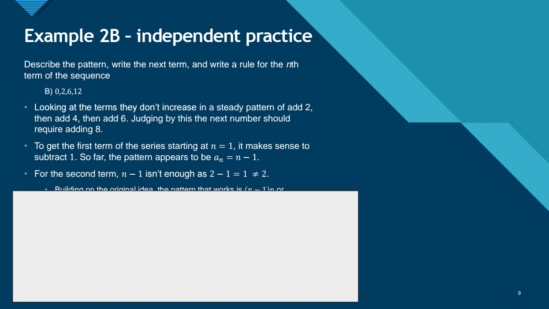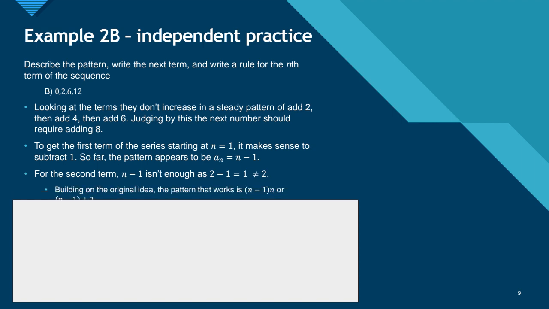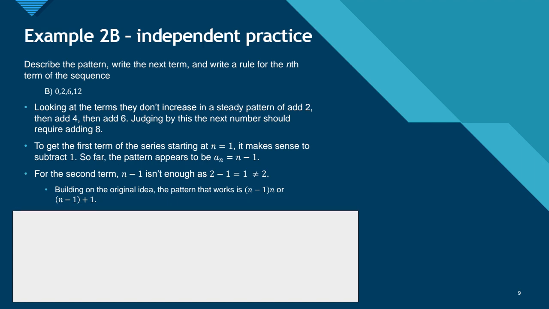However, when we try this for the second term, we can't use n minus 1 because a sub 2 would equal 2 minus 1, which equals 1, and 1 does not equal 2, which is the second term of our sequence. So we need something a little bit more. Well, if we build on the original idea, we can use n minus 1 times n, or n minus 1 plus 1. So go ahead and test this out. Which of these rules applies for the first and second terms of the sequence?